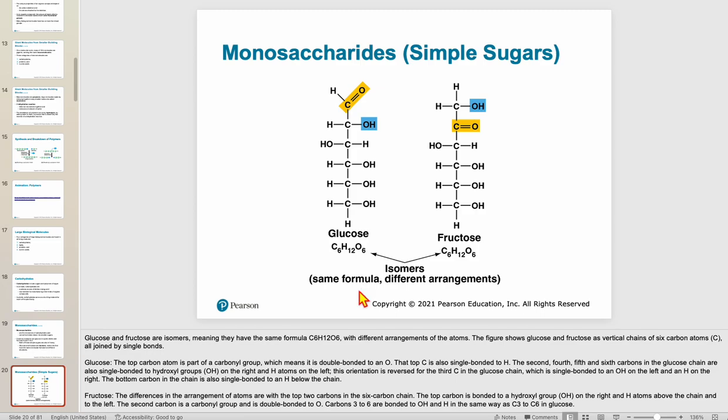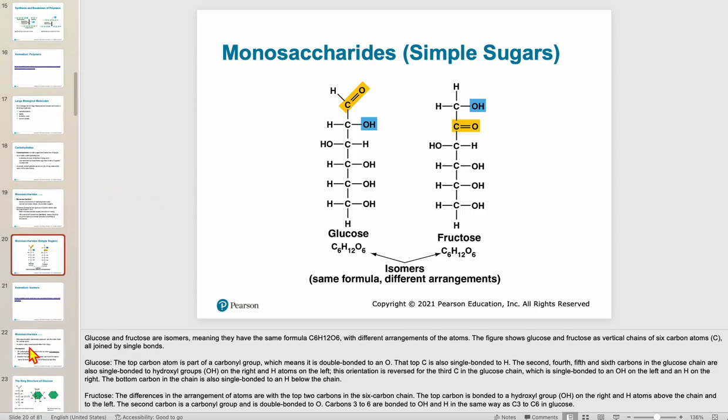So the formulas are the same. Only the chemical rearrangement is different. So even though they have the same formula, they have a different arrangement, they are different structures overall, but one way or the other, our body will eventually convert fructose to glucose, the number one energy source for a carbohydrate. Okay, moving on.